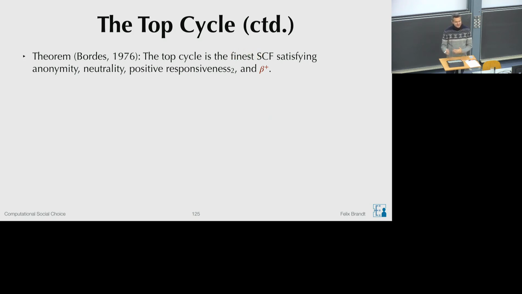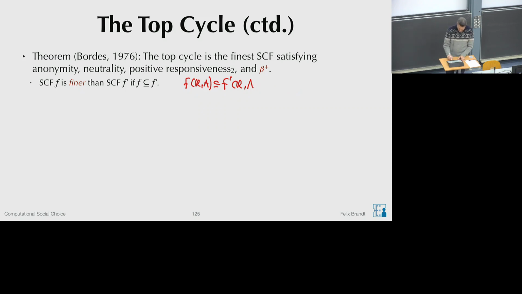So this doesn't mean that it's a great social choice function. So finest is formally defined in the following sense. A social choice function is finer than another social choice function if it always returns subsets of the latter. Okay, so this is just a short way of saying... maybe let's write it out here. So this, because this is really a set, is always contained in this set for all alternatives a. Okay. And since mathematicians are usually lazy, they just write it for functions like this.